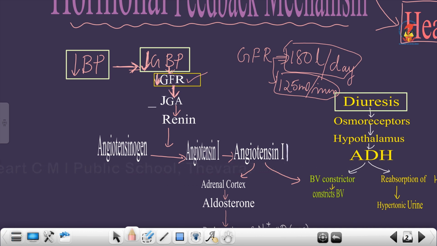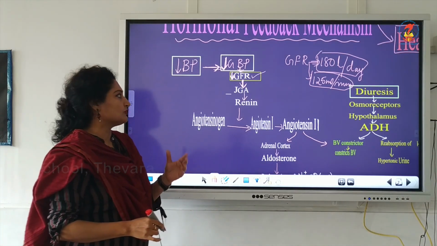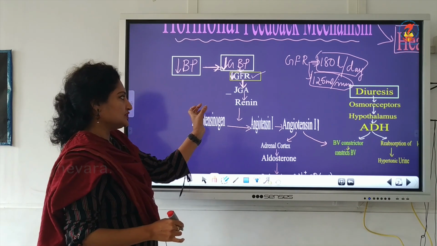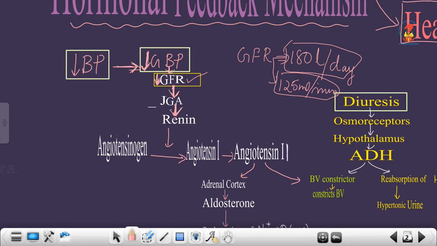Now, we know the location of JGA. It is a sensitive region between the efferent arteriole and distal convoluted tubule. That region will secrete the hormone renin. This renin will immediately convert an inactive protein called angiotensinogen. See, this is an inactive protein. It will immediately get converted into angiotensin 1. And immediately angiotensin 1 gets converted into angiotensin 2.